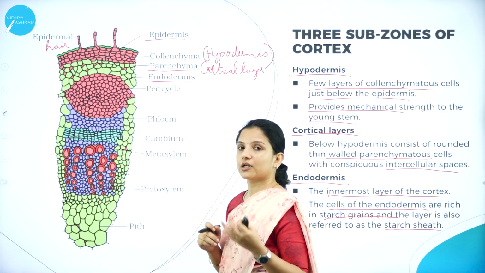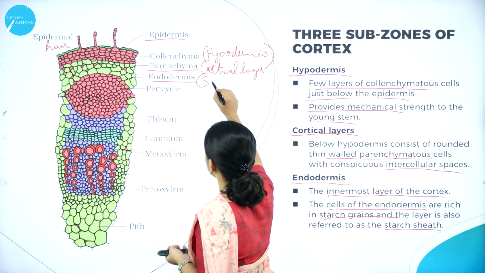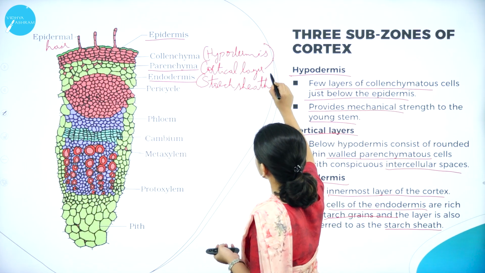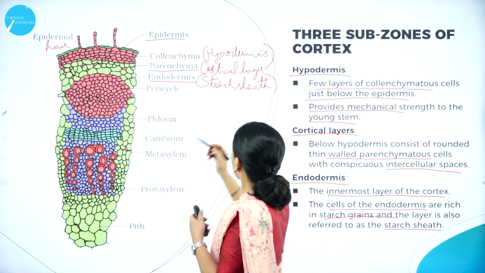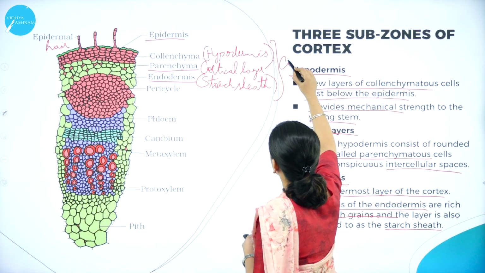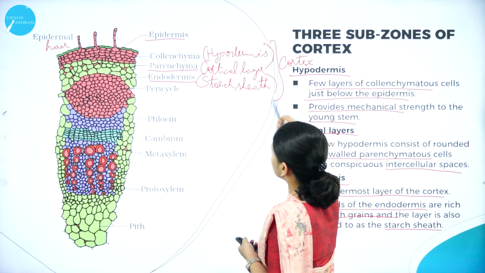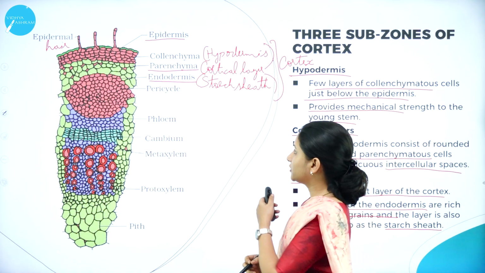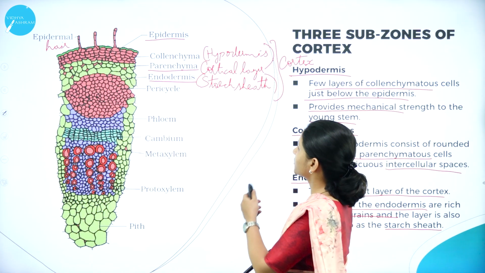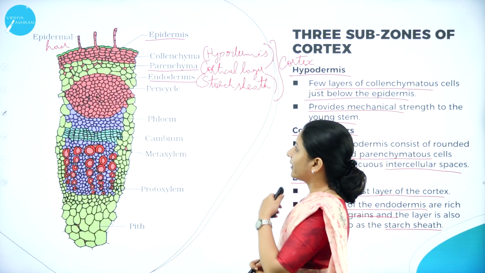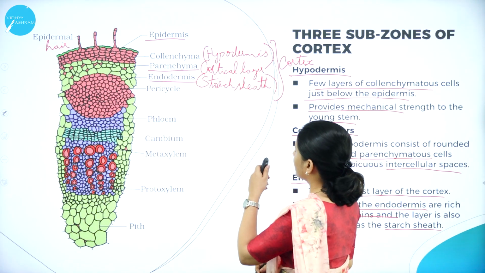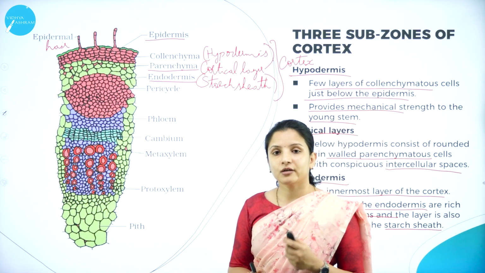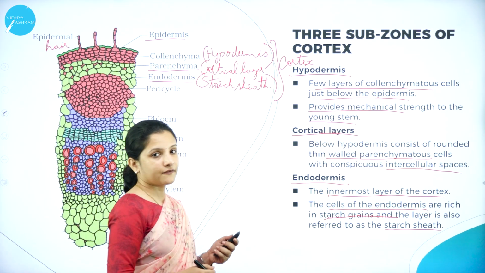So therefore, this particular layer is also called the starch sheath. So all these three are nothing but the cortex, or the subzones of the cortex. A cortex in a dicotyledonous stem constitutes the collenchyma cells, which is the hypodermal layer, and the parenchyma cells, which form the cortical layer, and the starch cells which are filled with starch, which forms the endodermal layer, or the endodermis. So these are the different subzones.